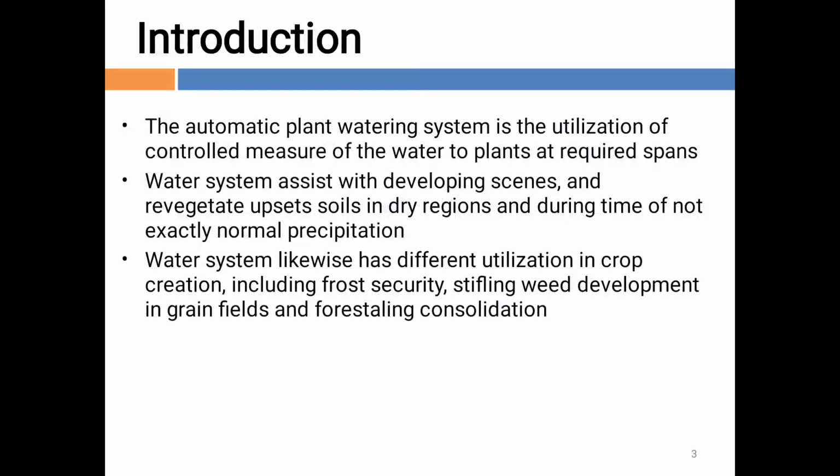Introduction. The automatic plant watering system is the utilization of a controlled measure of water to the plants at required spans. Water system assists with the developing of seeds and revegetating disturbed soils in dry regions and during times of less than normal precipitation. Irrigation likewise has different uses in crop production including frost protection, suppressing weed growth in grain fields, and preventing consolidation.